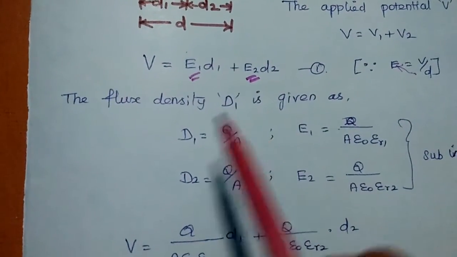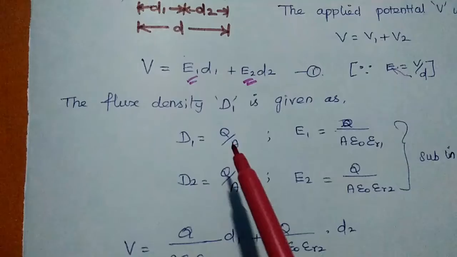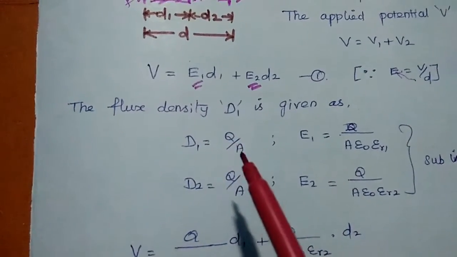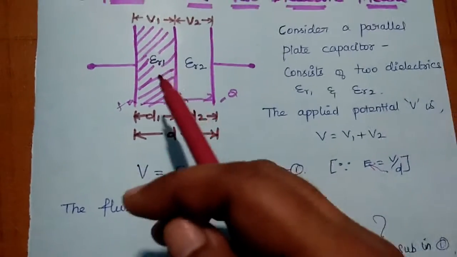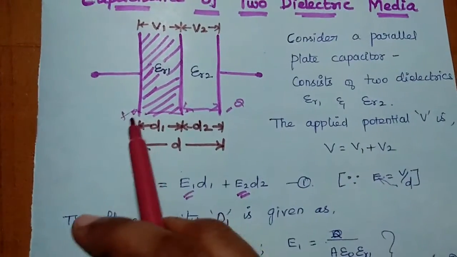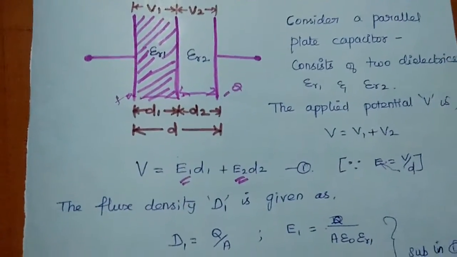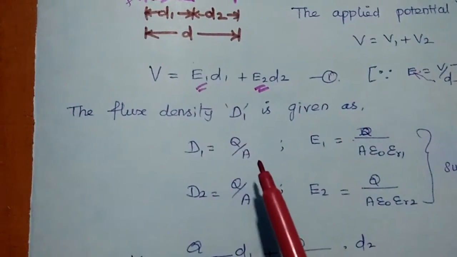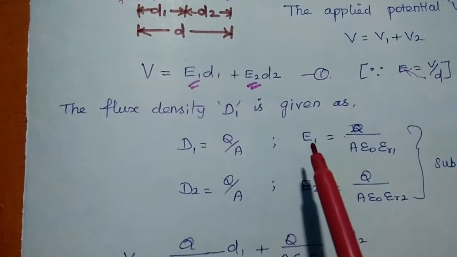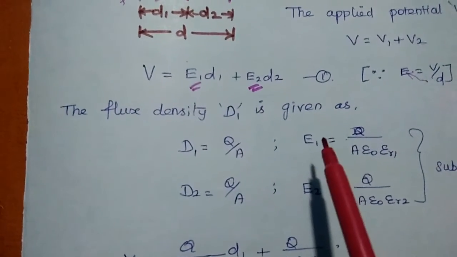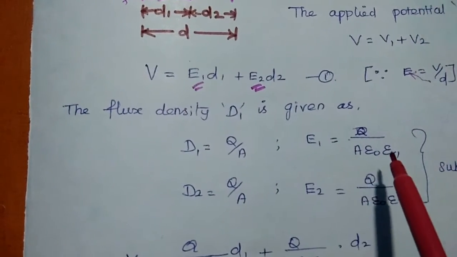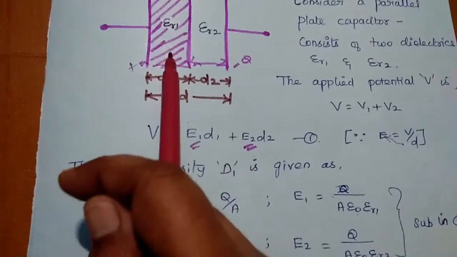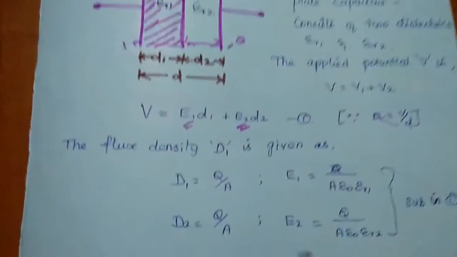So flux density D1, that is equal to Q by area, that is charge per area. Here this area is common, as well as here plus Q means this is minus Q. The same charge amount is there. So D1 is equal to Q divided by A. So D1 can be replaced as epsilon into E1. So that epsilon can be moved to this side. So epsilon is nothing but epsilon naught into epsilon R1. This is epsilon R1, this is epsilon R2, right?